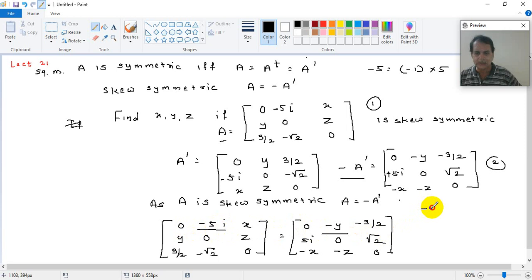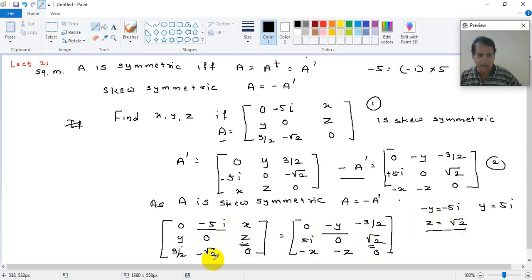So you get minus y is equal to minus 5y. Right? So what is y? Y is 5y. So here also see, y is 5y. Then z is root 2. Because here second row third element is z, here also second row third element is root 2. So you know now that z is equal to root 2.